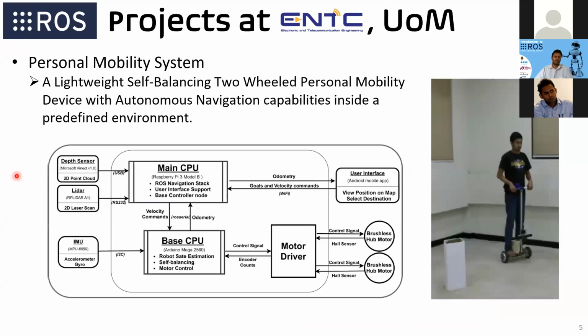The second project is the personal mobility system, right? I think you have seen these kinds of mobility systems, like Segway produces. We wanted to build one at our university as well, and again we used ROS to implement all of this. We actually had a Raspberry Pi 3 running the ROS navigation stack. Here you don't have a lot of space to have a computer and so on, so we have all these processes nicely implemented through ROS.